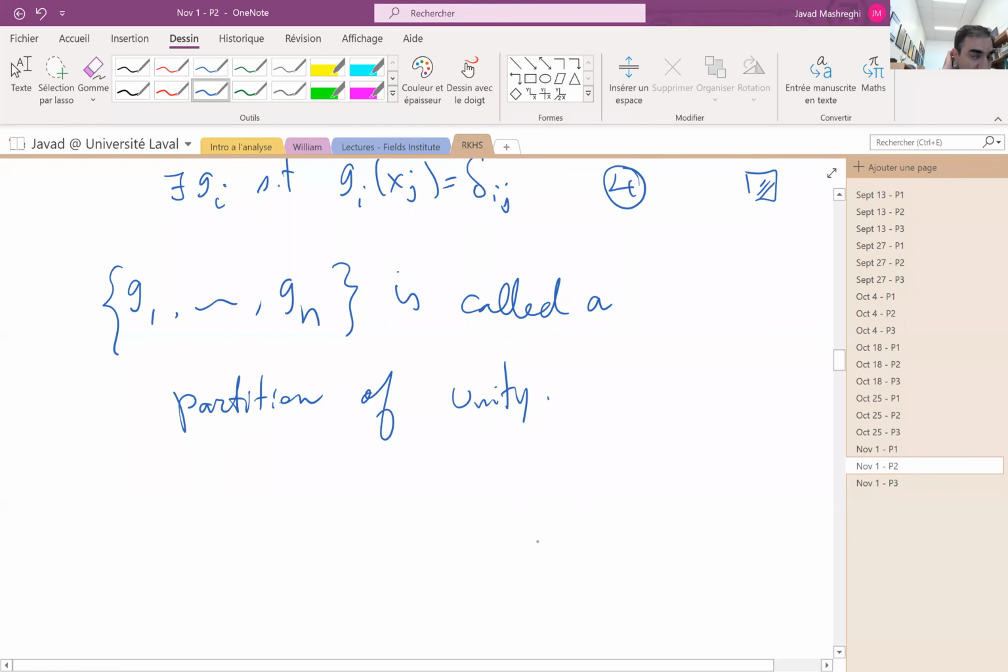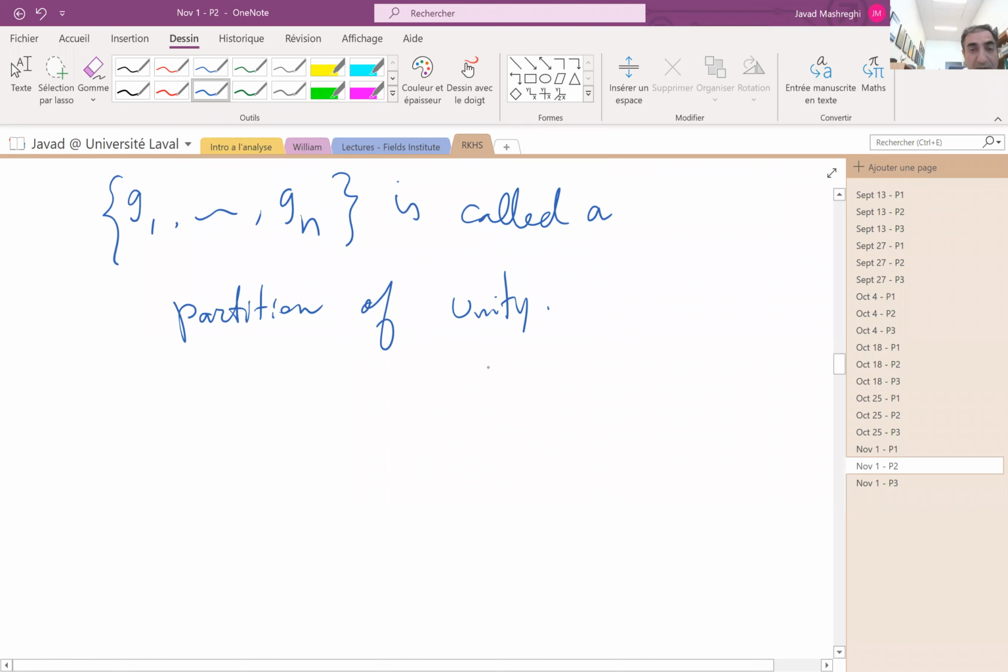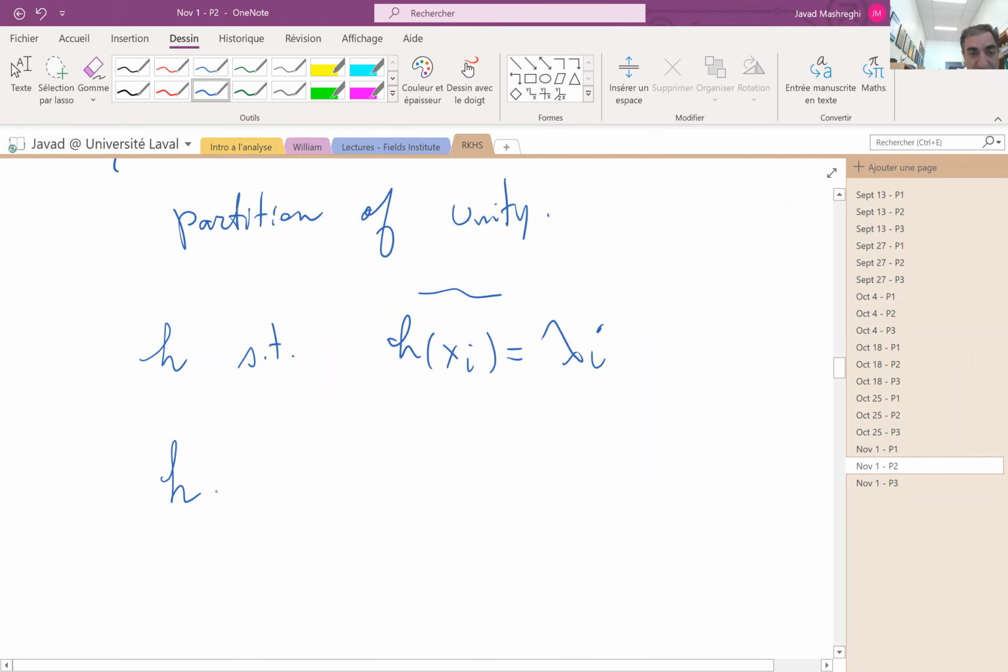If you know G1 up to Gn, then you immediately have the answer to any interpolation problem, and even the minimal solution that you are looking for. Because if G1 up to Gn are given and you want a function h such that h at point xi is lambda i, then we can simply take h to be lambda 1 G1 plus lambda 2 G2 plus lambda n Gn.